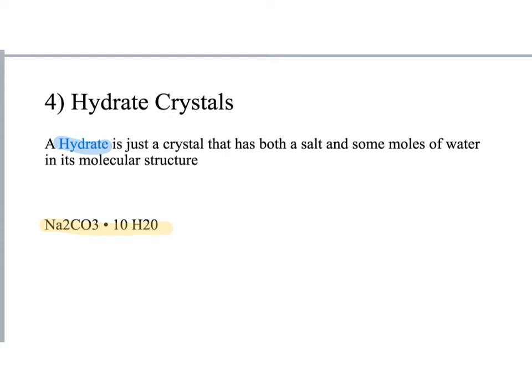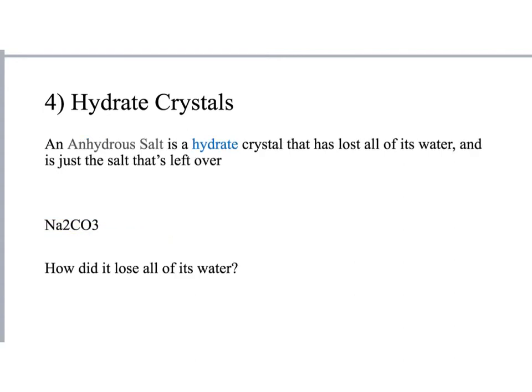So you have these things called hydrate crystals, and then you also have something called an anhydrous salt. An anhydrous salt is only a hydrate crystal that has lost all of the water, so it's just the salt that remains. And you can see here that we no longer have those moles of water as part of this compound. Now how you lose this water, there's a number of ways this could happen. Through evaporation, you could boil off the extra water, and you'd be left with just the anhydrous salt.